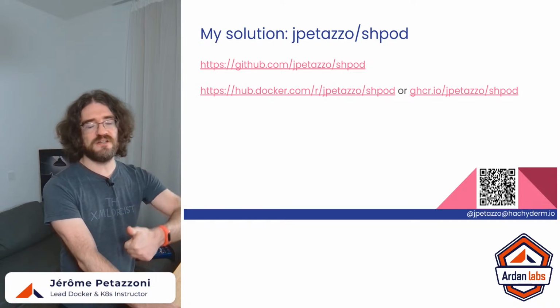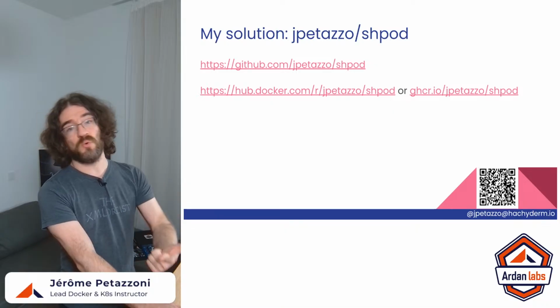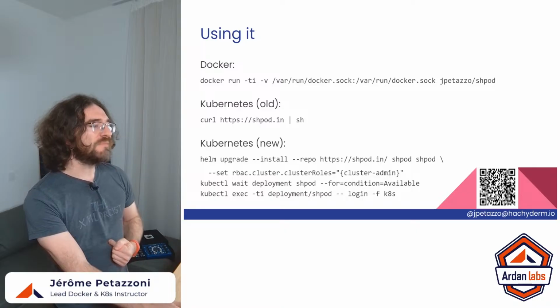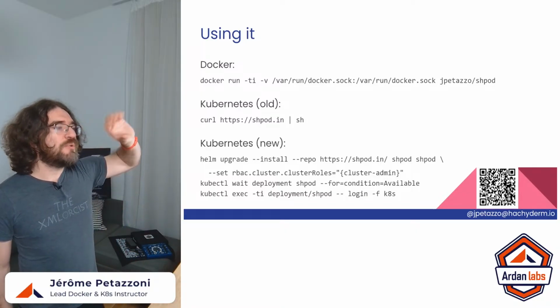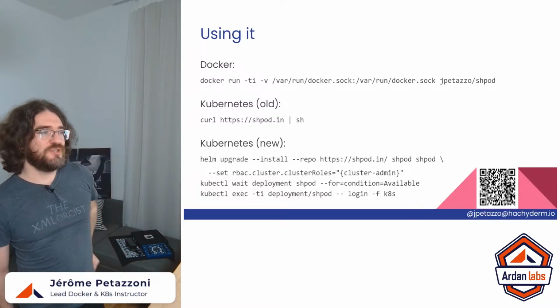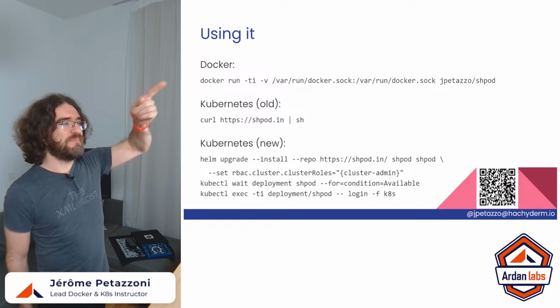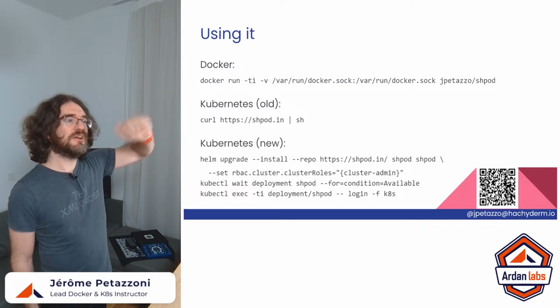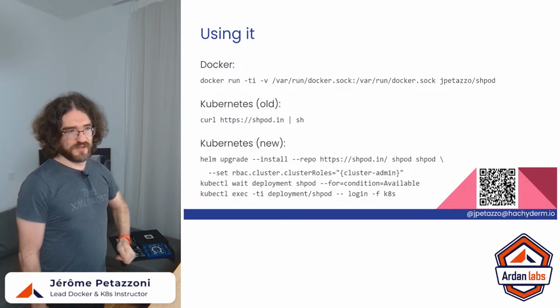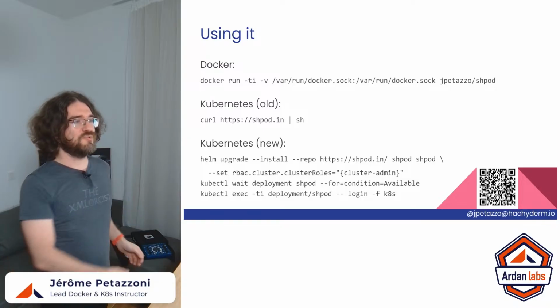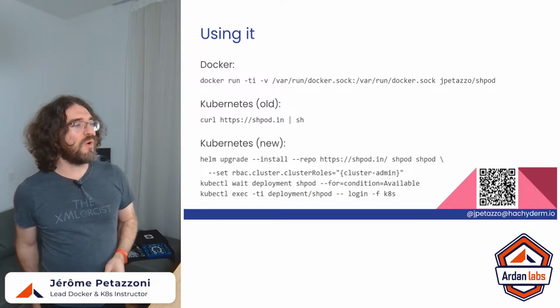There is multi-stage, there is multi-architecture, because it works on Intel and ARM, etc. So, there are multiple ways to use that image. For instance, if you're just doing Docker stuff, you can mount the Docker socket in the container. And so now in the container, if you use Docker commands, it's going to use the Docker socket on your machine.